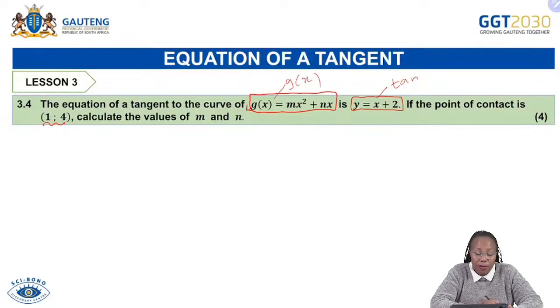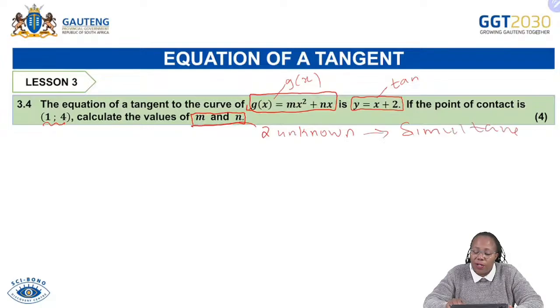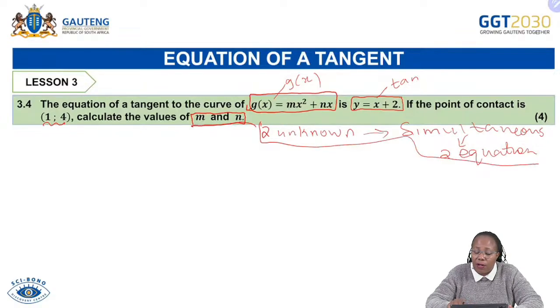Okay, now, we can take this equation. Look at this, we are calculating two unknowns. The minute we have two unknowns, this is calling for simultaneous equations. The minute you need to solve simultaneously, you need two equations. So you're thinking grade 12 must be around that information. So now let's start by creating the two equations.